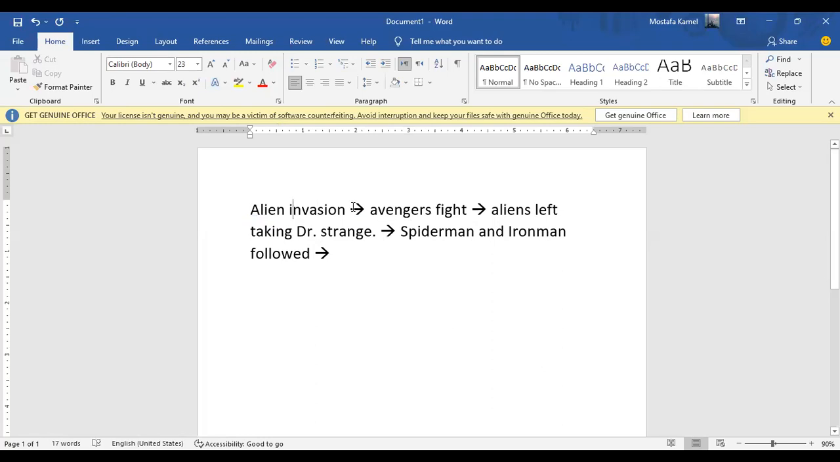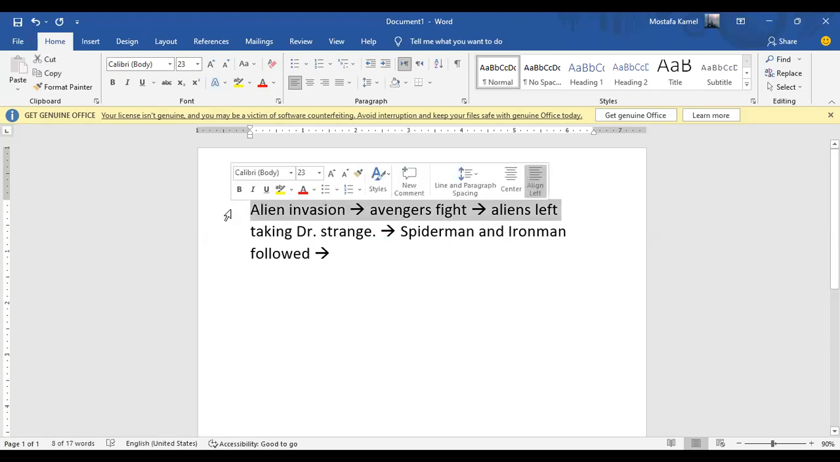There was an alien invasion, so the Avengers fought. Then the aliens left and they took someone, Doctor Strange. So Spider-Man and Iron Man followed. Each of those is a cause and effect. Because something happened, the other thing happened.